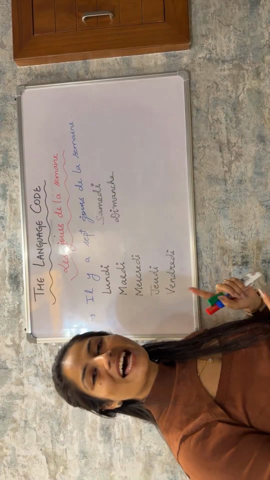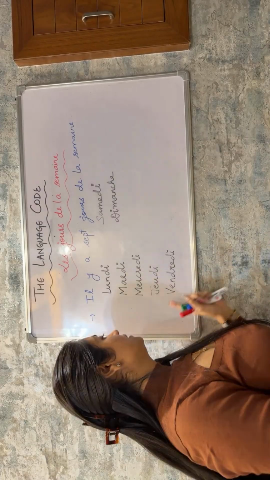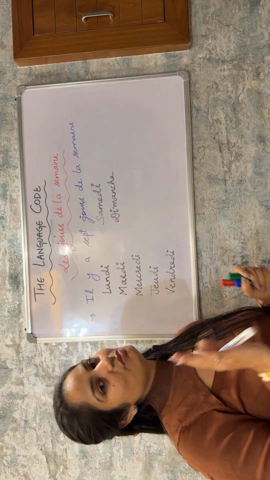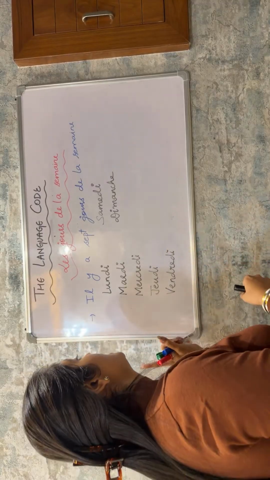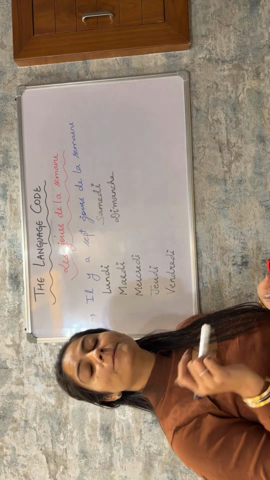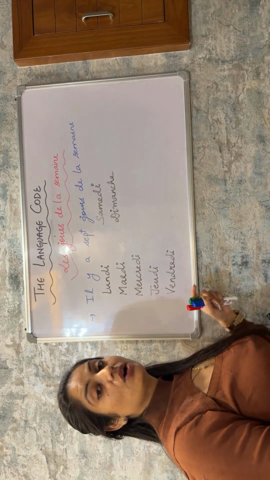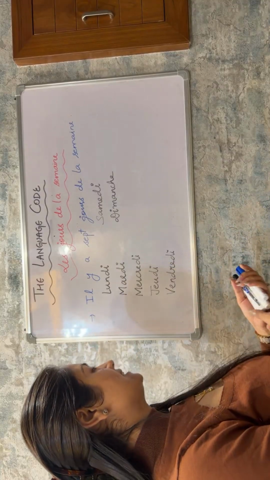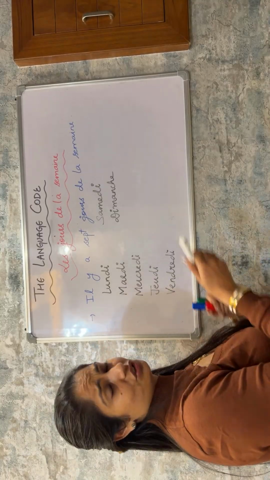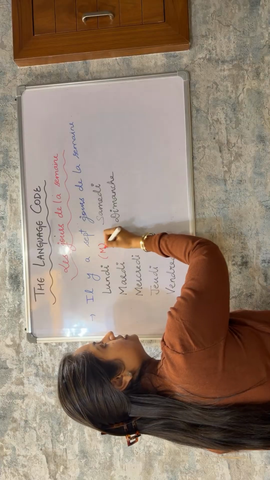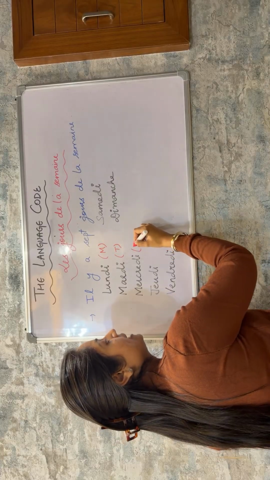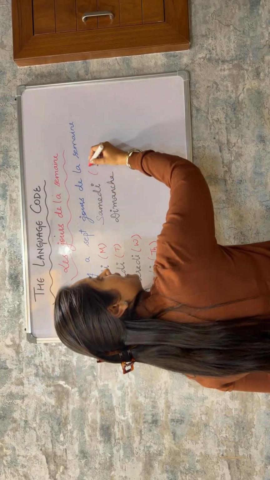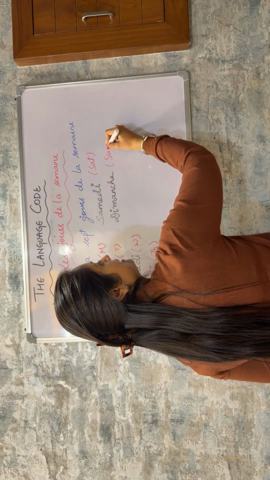Lundi, mardi, mercredi, jeudi, vendredi, samedi, dimanche. Répétez. Lundi, mardi, mercredi, jeudi, vendredi, samedi, dimanche. Oui? So let's do, what do we call in English so that you can memorize it? Lundi is Monday, mardi is Tuesday, then it's Wednesday, Thursday, Friday, Saturday, and Sunday. Oui?